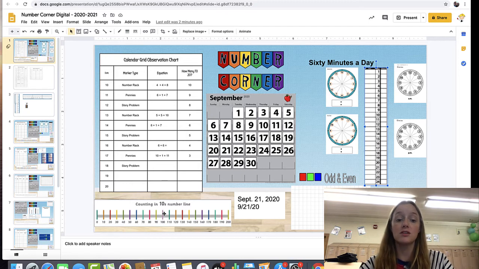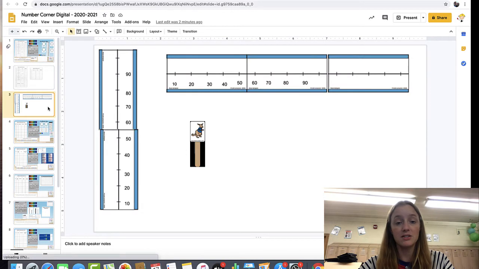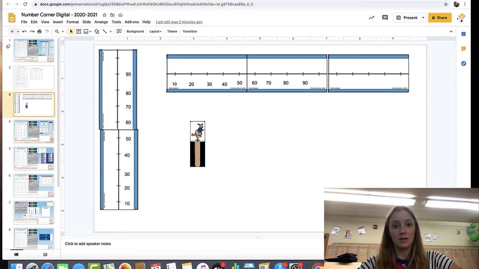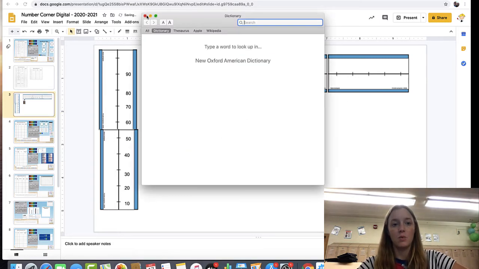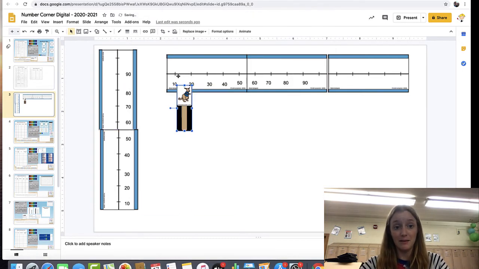Now you're going to have an assignment today for this part of Number Corner. Okay, so we've been working with this kangaroo, and remember he has been jumping or counting as we go. So let's go ahead and count. We are at 10. I don't know why this keeps popping up, so I'm just going to use my cursor. 10, 20, 30, 40, 50, 60, 70, 80, 90.